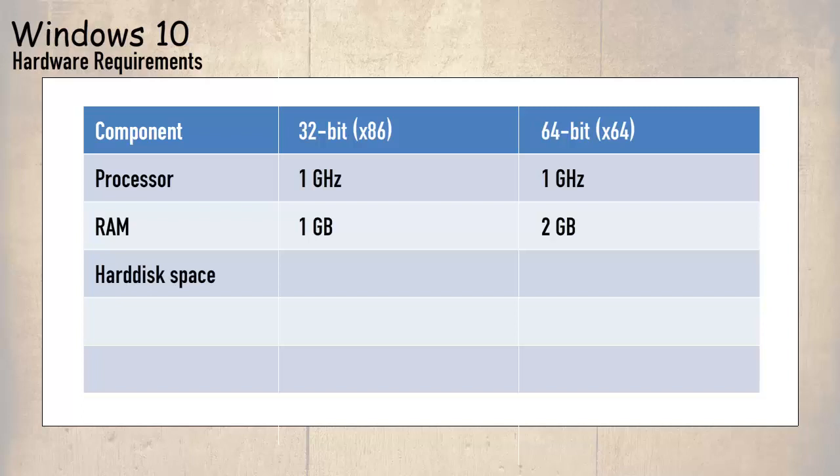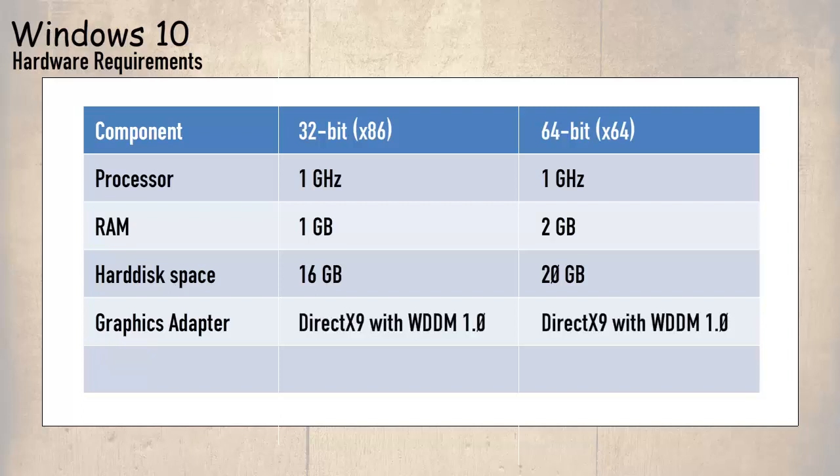Next is the minimum disk space requirement for Windows 10. The 32-bit version needs 16 GB of space, as opposed to the 64-bit version that needs 20 GB. Once again, most computers have much larger drives than this, so it would not be a major issue. Next is the graphics specification. This is more about compatibility rather than memory dependent. In both versions it should be compatible with DirectX 9 with WDDM 1. This is a very old standard and once again should not be a major issue.